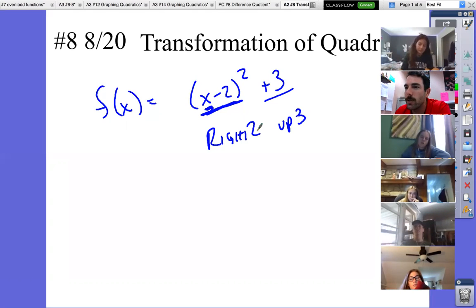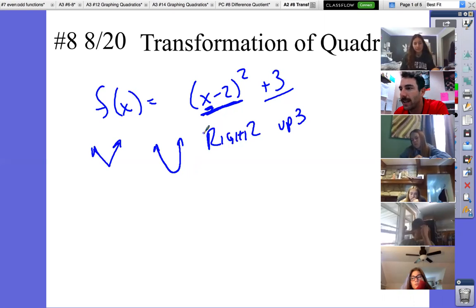So this is exactly the same stuff that we've been doing for a while, but instead of absolute values that make v's, this is a parabola that's going to make a U-shaped figure. Most of this stuff is exactly the same that we've already done. So this first part is literally a 5 to 10 minute lesson.